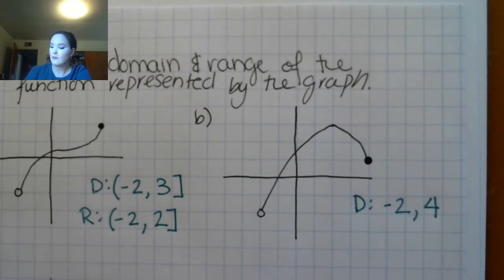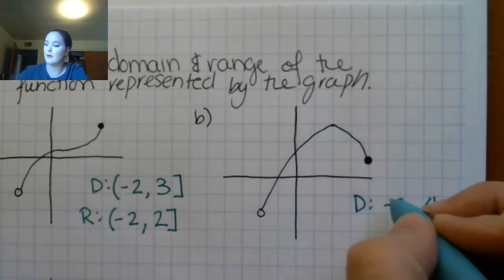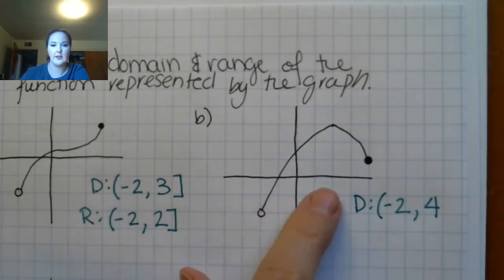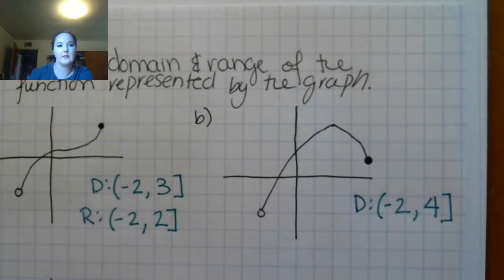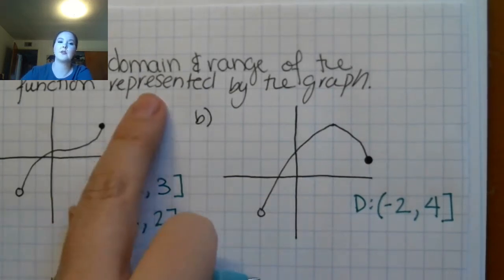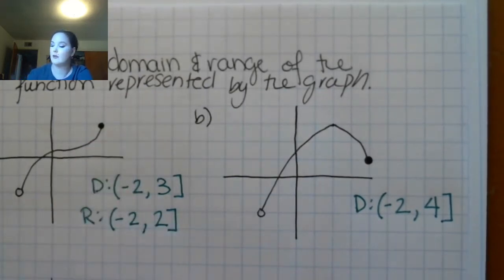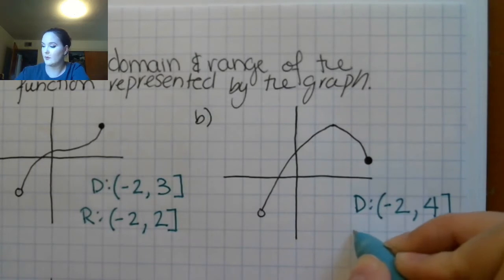This dot is open, so I would use parentheses. This dot is closed, so I'm going to use brackets. Very similar to the domain that we saw over here. So let's look at the range.